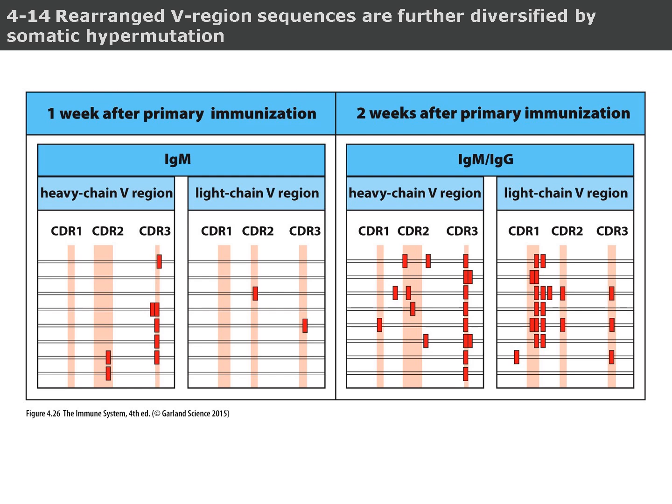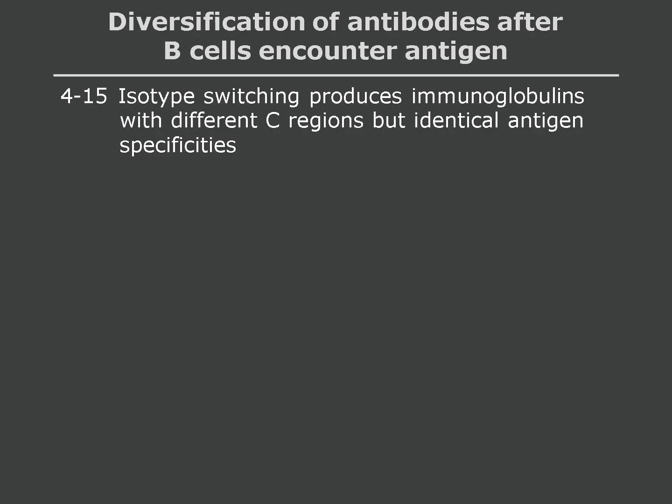By this time, some B cells have also undergone class switching and are producing immunoglobulin G. The presence of more mutations indicates that somatic hypermutation is actively refining antibody specificity through a process known as affinity maturation. This increase in mutation frequency over time enhances the immune system's ability to recognize and bind antigens with greater strength and precision. Isotype switching produces immunoglobulins with different C regions but identical antigen specificities.